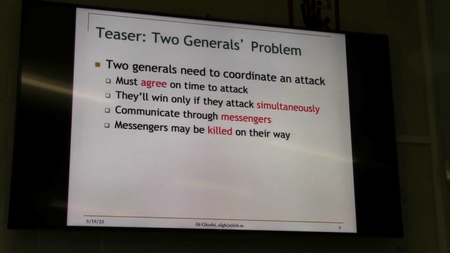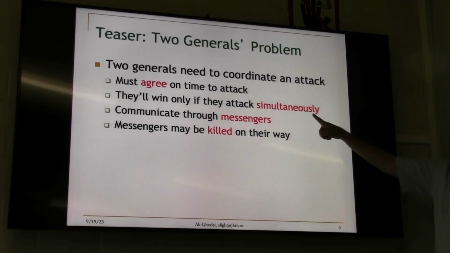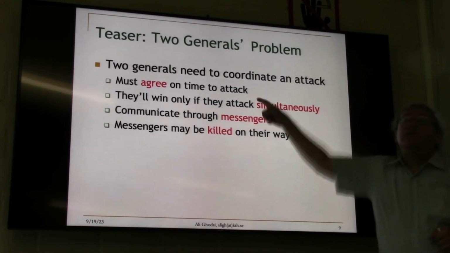This is a famous problem called the two generals problem. We have two generals attacking the city. They're on the hills opposite of the city, and they're in the same army. The city could be Byzantium, for example, and the two generals are trying to coordinate their attack together. These two armies have to attack the city in the middle. The city has a strong defensive army, so the two generals will only win if they attack at the same time, simultaneously. So they have to agree on the time.